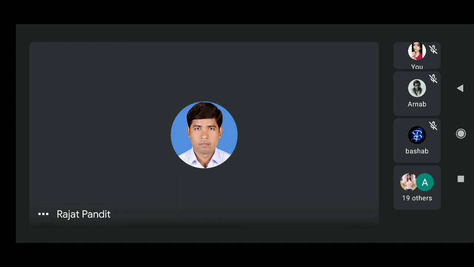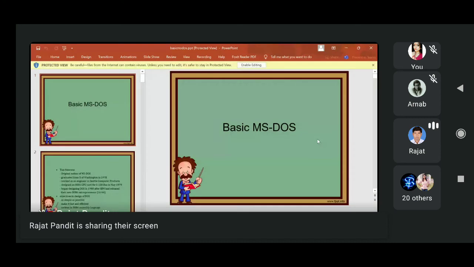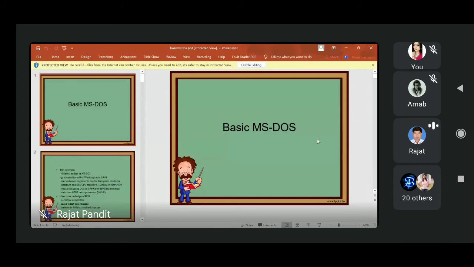What we were saying is that DOS, this is basically MS DOS. Try to understand. MS always means Microsoft. We use MS Office. What does it mean? Microsoft Office. The developer is Microsoft. So MS DOS means Microsoft Disk Operating System.